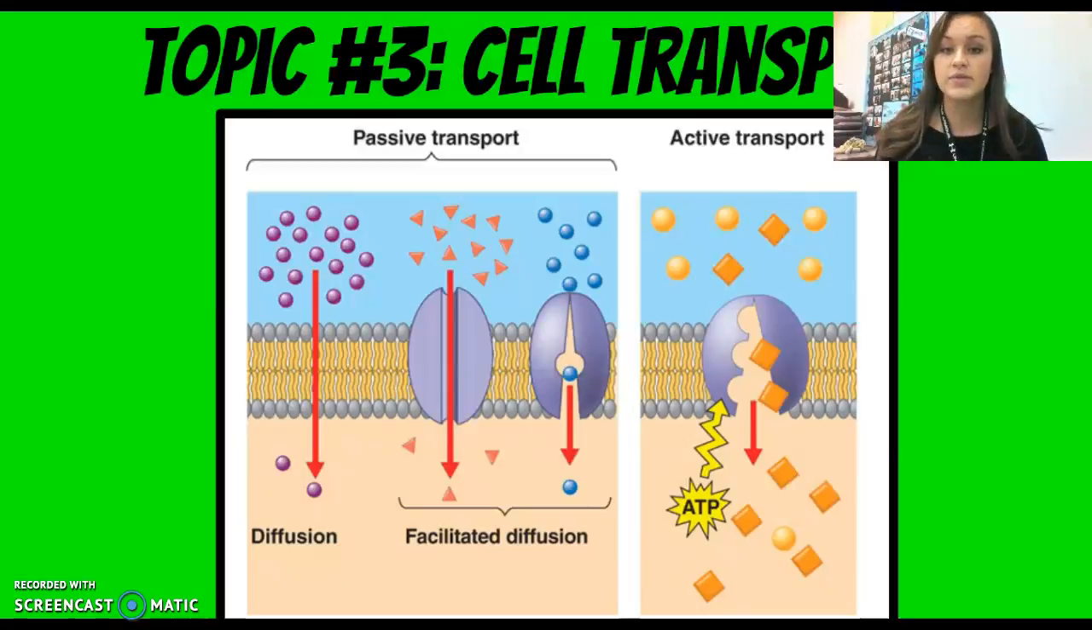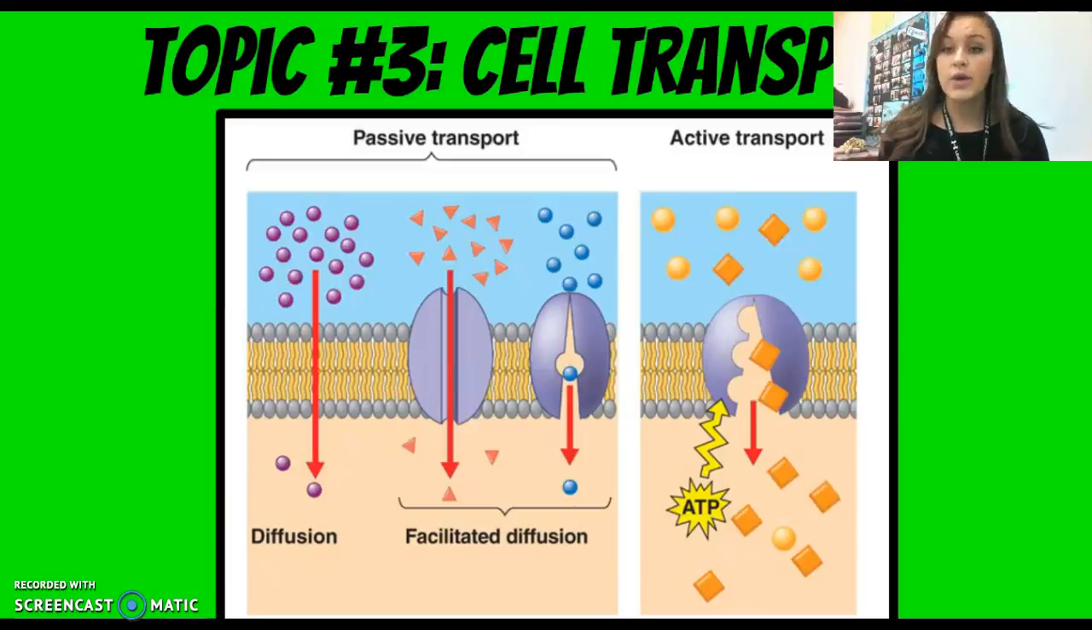There are 2 types of cell transport. There's passive transport and there's active transport. Passive transport is something called diffusion, and that's when molecules move from an area of high concentration to an area of low concentration. It does not require energy. It is moving down the concentration gradient. We talked about a slide. So going from high to low is very easy.